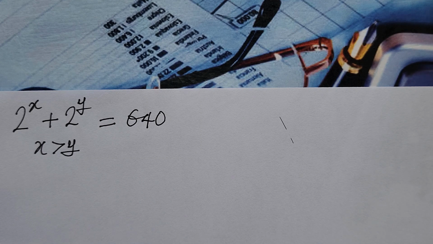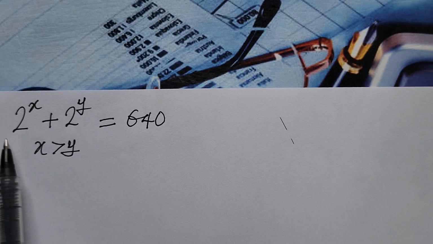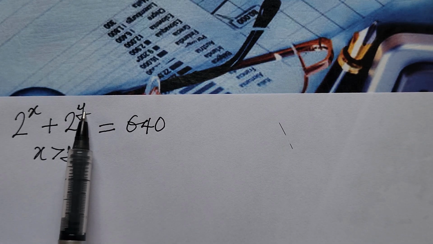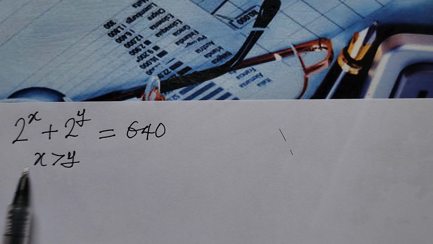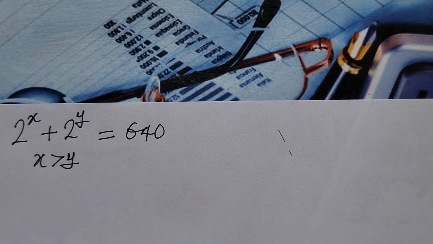Look at the question before us here. The question is 2 to the power of x plus 2 to the power of y equal to 640. Here we are told that x is greater than y. So how do we solve for the values of x and y that will satisfy this equation?